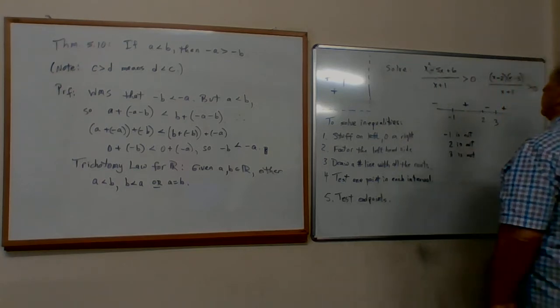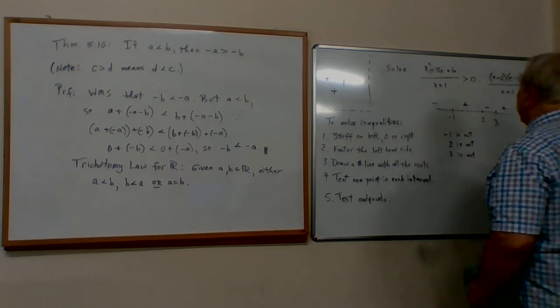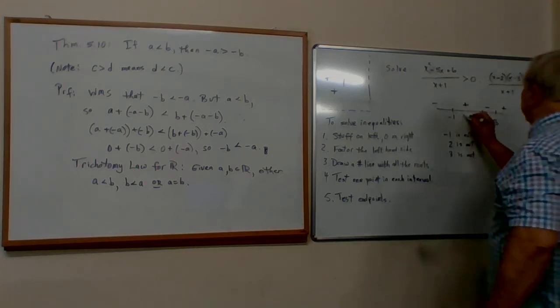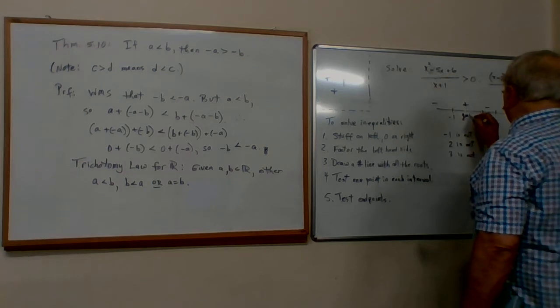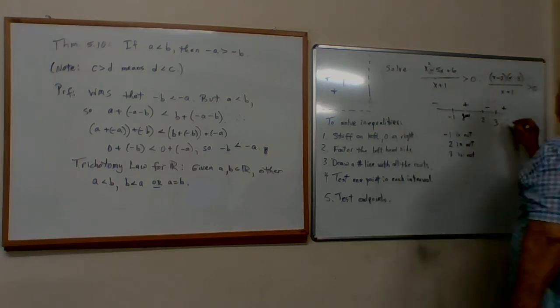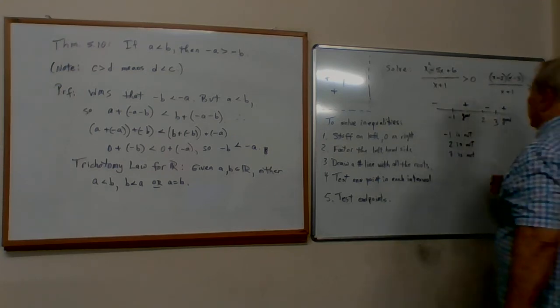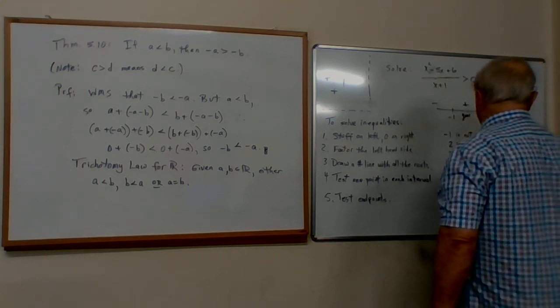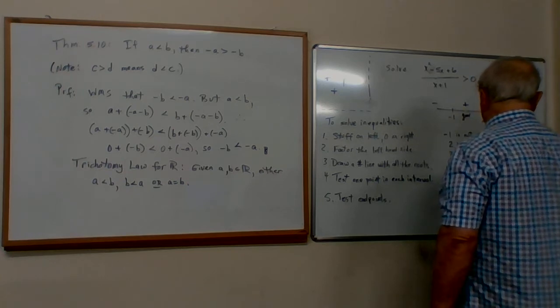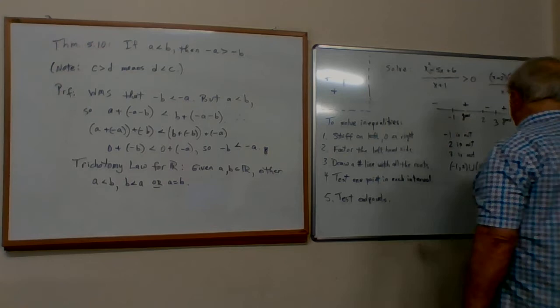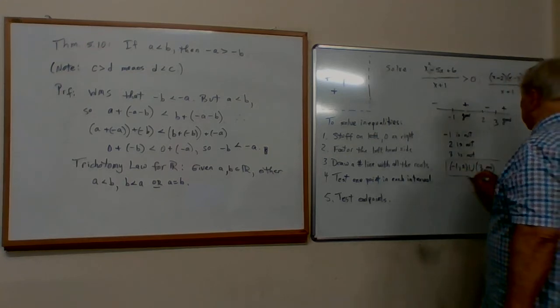And so now we can write the solution. We wanted the positive stuff. So this stuff is good, and this stuff is good. Everything else is evil. So -1 to 2 union 3 to infinity is the solution.